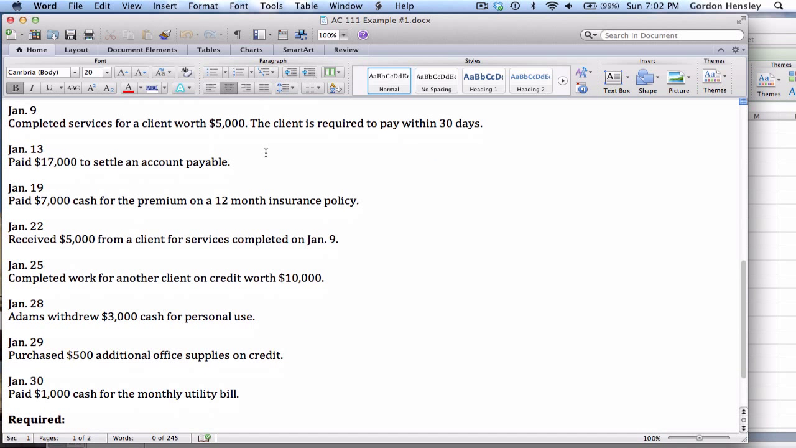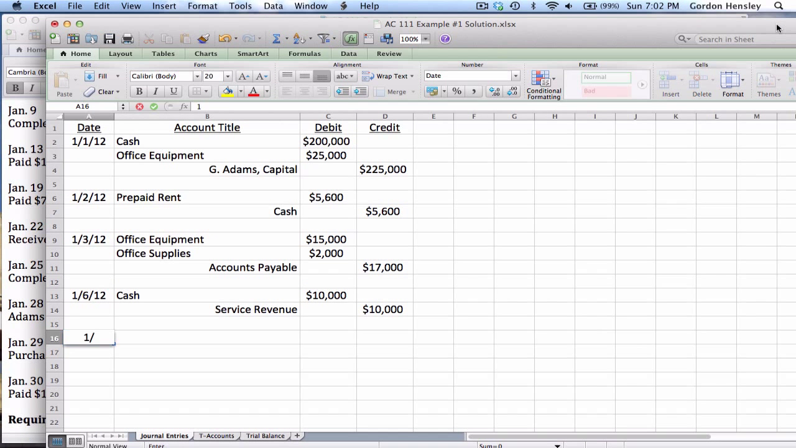Then on January the 9th, completed services for a client worth $5,000. The client is required to pay within 30 days. So it occurred on the 9th. The amount involved is $5,000. So I know it's going to be a 2-line journal entry for $5,000. And it says I completed work for a client. But in a situation like this, there would be a temptation to possibly make a mistake.